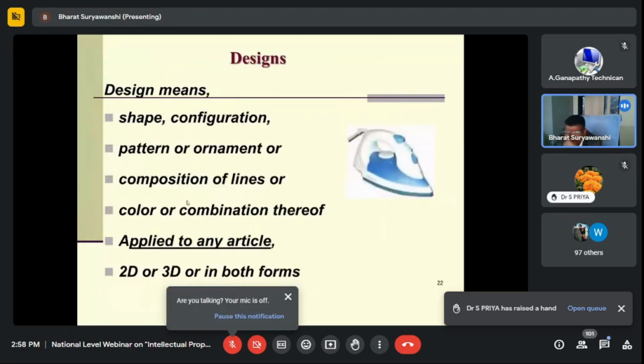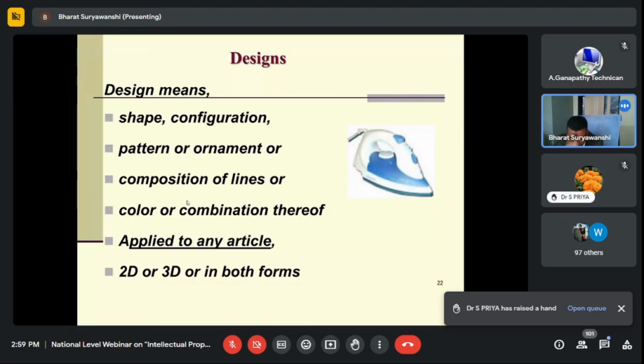Let us see another kind of intellectual property called designs. Design means shape, configuration, pattern, ornament, or composition of lines or color combination thereof.